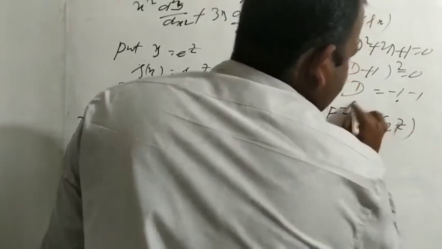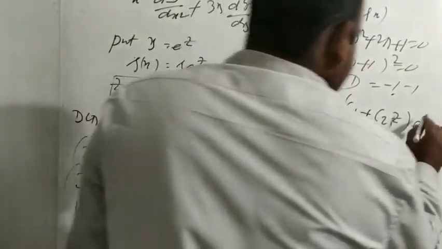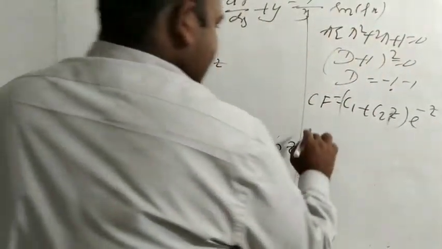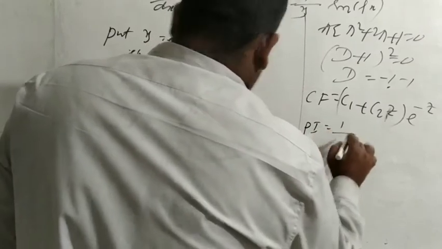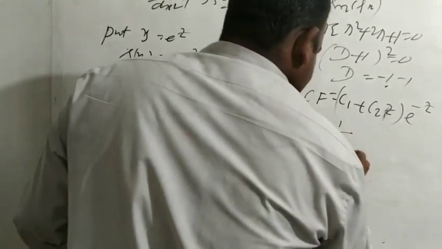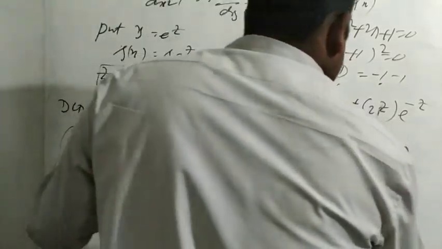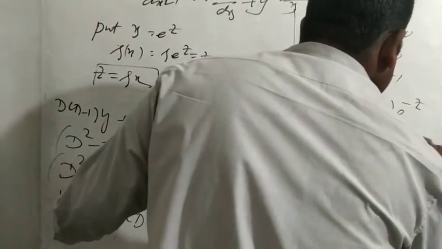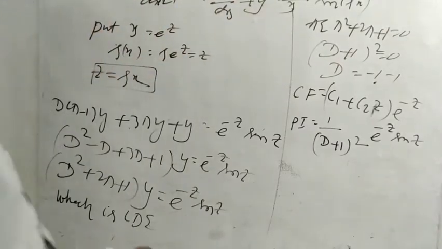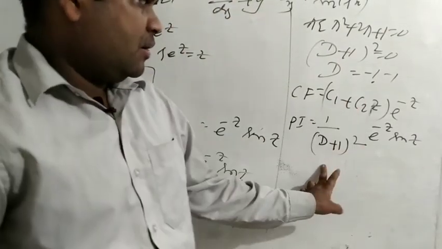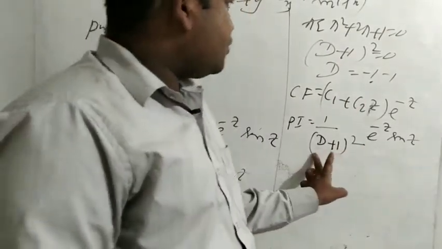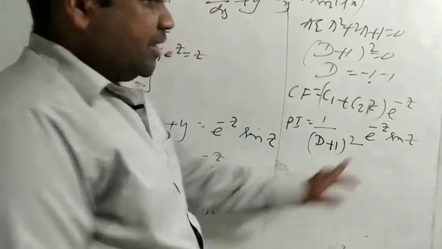So what is CF? CF equal to (C1 plus C2 z) e raised to minus z. Here our C2 x was there, here we have z. And e raised to m1 z, e raised to minus z. And what is the value of PI? PI equals to 1 upon f of d, this is (d plus 1) whole square, e raised to minus z, this is sin z. Okay? 1 upon f of d, f of z. So f of d equals to (d plus 1) whole square.